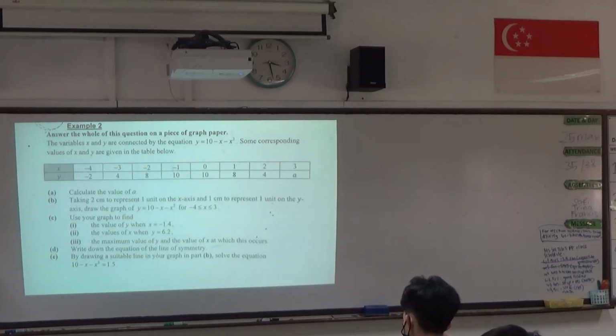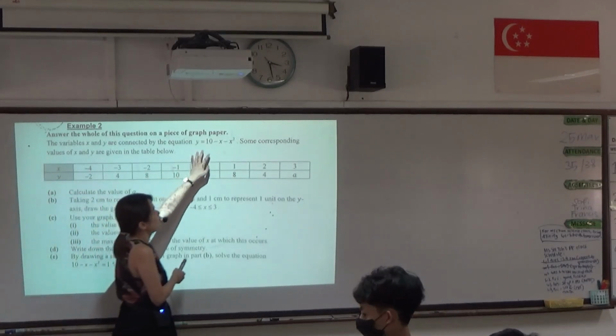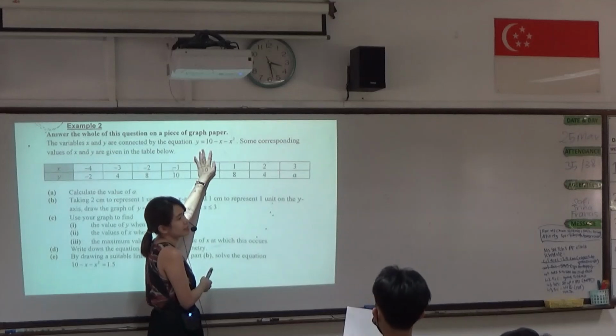Right. So it says answer the whole question of this question on a piece of graph paper. The variables x and y are connected by the equation y equals to 10 minus x minus x squared.